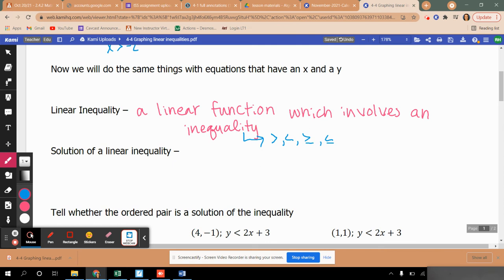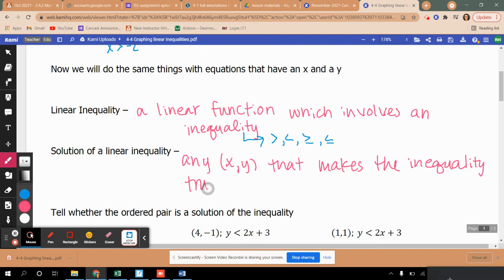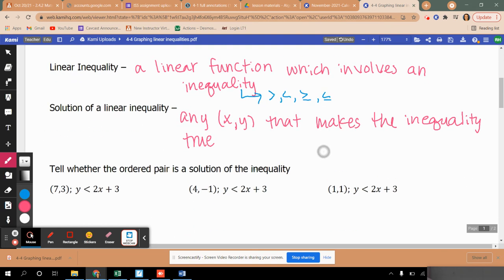A solution to a linear inequality is going to involve two variables, x and y. So any x, y that makes the inequality true. This means that if you plugged in any x or y to the function, you would come out with a true statement. And you'll be able to see them on the graph as well once we get to the graphing part. All right, tell whether the ordered pair is a solution to the inequality.